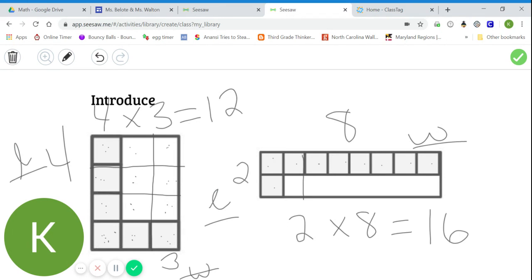I can also finish tiling. I know if my width is 8 on this side, it's going to have to be 8 on the opposite side. Finish tiling. 1, 2, 3, 4, 5, 6, 7, 8. I now have 8 on this side. I should have 2 as my length on the other side as well. When I count all of these, 1, 2, 3, 4, 5, 6, 7, 8, 9, 10, 11, 12, 13, 14, 15, 16, I can tell that my area is indeed 16 square units.